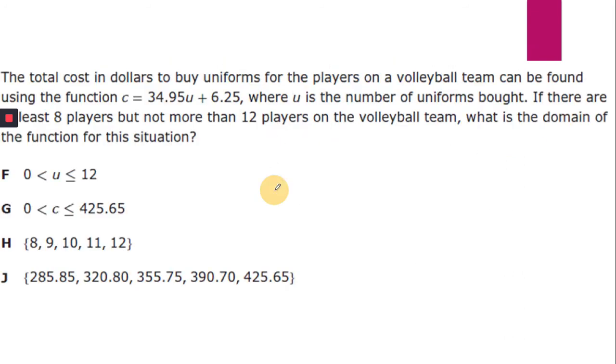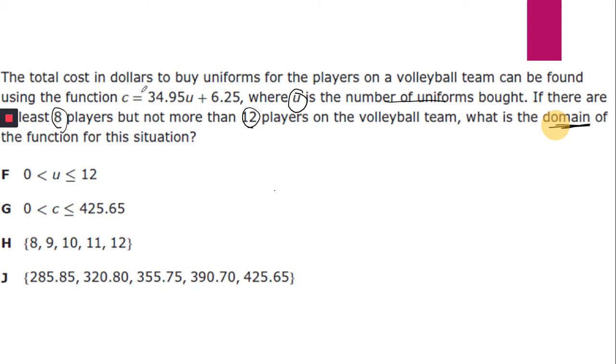Here's another problem. The total cost in dollars to buy uniforms for the players on the volleyball team can be found using the function C equals 34.95U plus 6.25, where U is the number of uniforms bought. If there are at least 8 players, but not more than 12 players on the volleyball team, what is the domain of the function? Okay, so this is where if you're a middle schooler, you skip some grades.